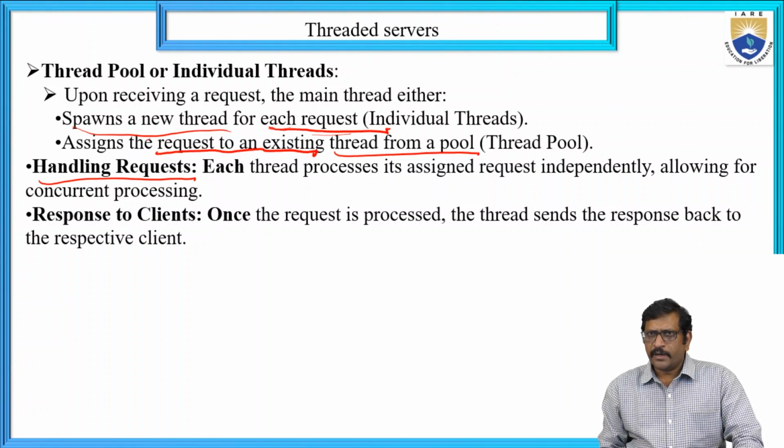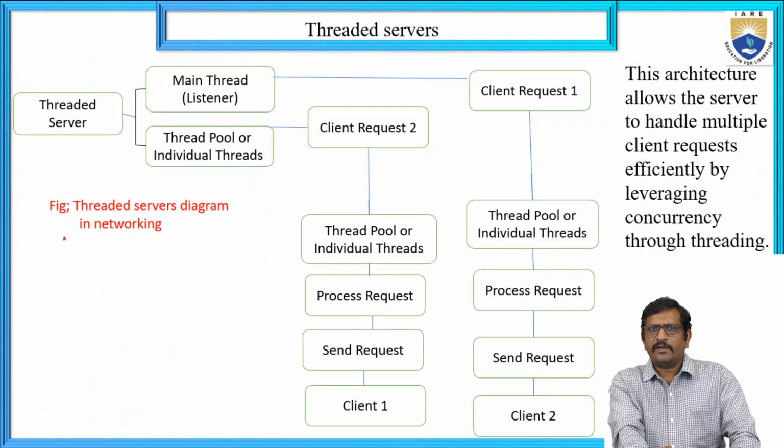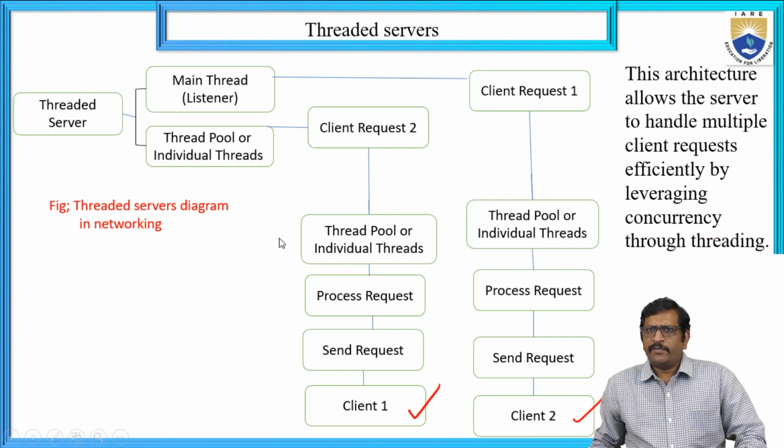Here we can see the diagram of the threaded server network. Generally, threaded servers receive requests from multiple clients. Here, for illustration, we are showing only two clients. These threaded servers receive requests from multiple clients, n number of clients at a time, simultaneously.